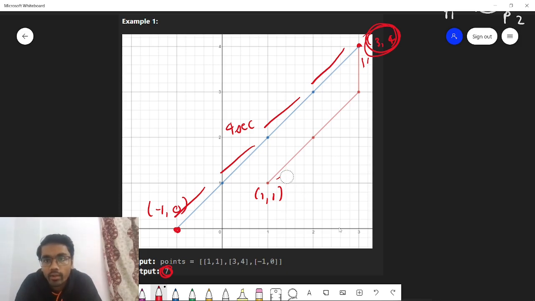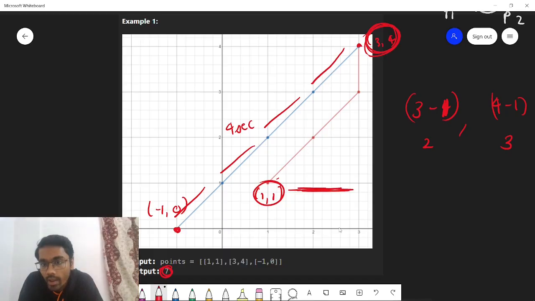How will we decide? So let us take these points only, 3, 4 and 1, 1. So the difference in the x coordinate is what? 3 minus 1, that is 2, and in the y coordinate it is 4 minus 1, that is 3. So you understand one thing, in the horizontal x part we have 2 units, and in the vertical part we have 3 units to cover.